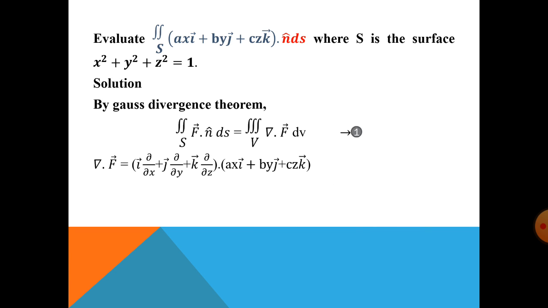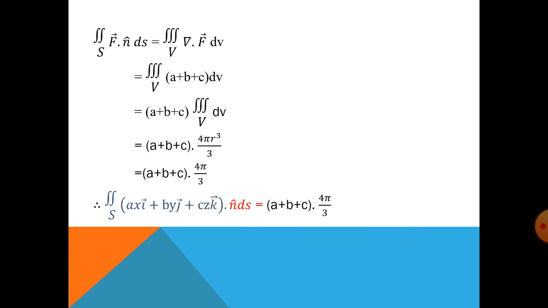First find grad dot f vector. Substitute the grad value and f vector value, and then multiplying the coefficients of i vector, j vector and k vector, differentiating it partially, we get a plus b plus c. Substitute the grad dot f vector value in the first equation. Since a, b, c are constants, take a plus b plus c outside the integral. Since the given surface is a sphere, the volume of the sphere is 4 pi r cube by 3. From the equation of the sphere, we can say that r value is 1. So the surface integral of ax i vector plus by j vector plus cz k vector dot n cap dS is equal to a plus b plus c into 4 pi by 3.